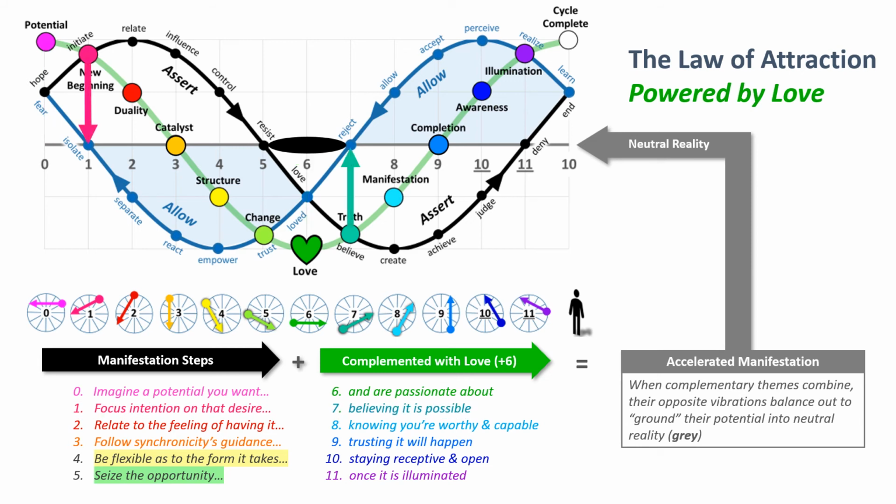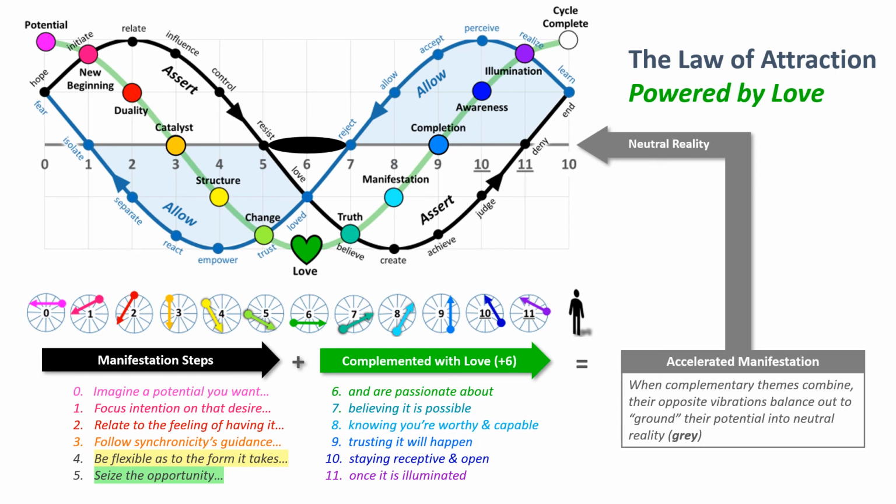Next, focus your intention on the desire, rose and 1, believing it's possible, bluish green and 7. Then, relate to the feeling of it already being yours, red 2, knowing you're worthy and capable, cyan at 8.